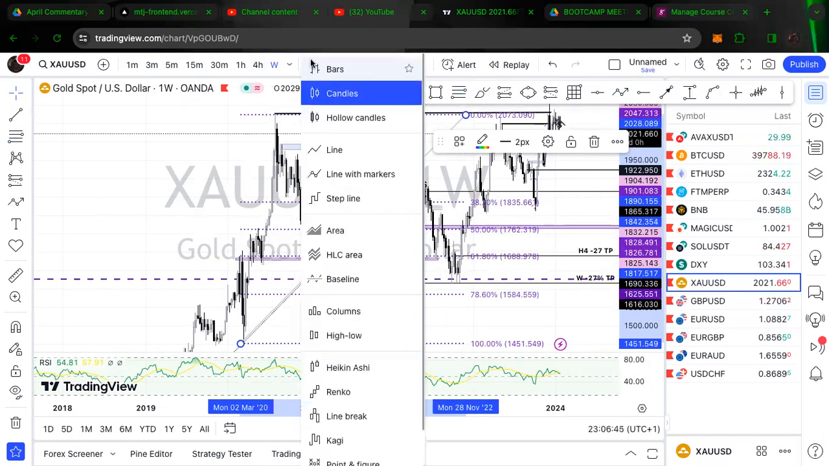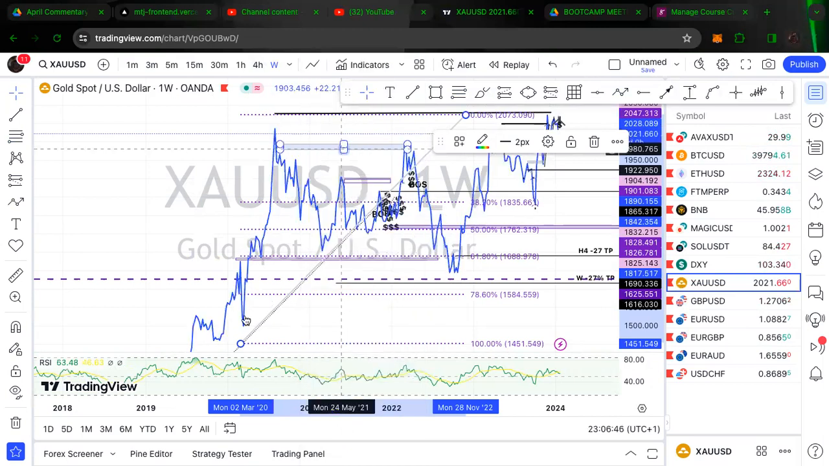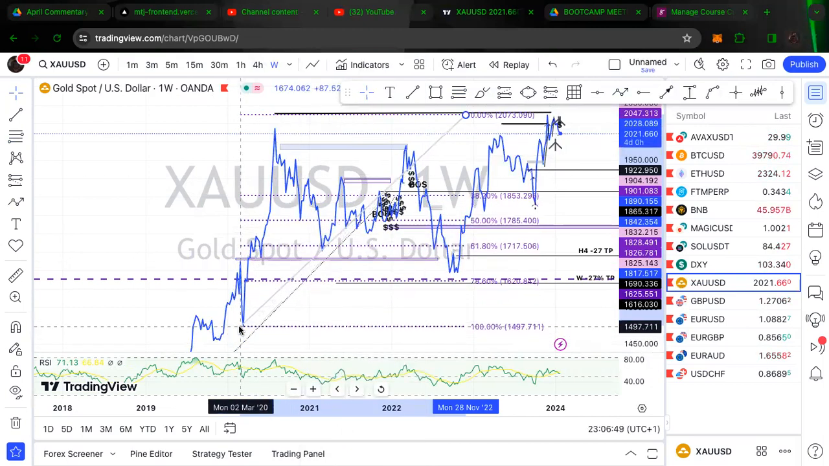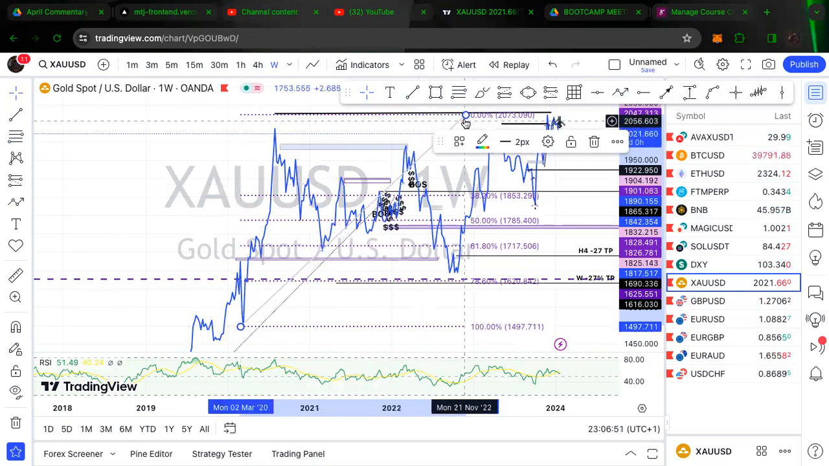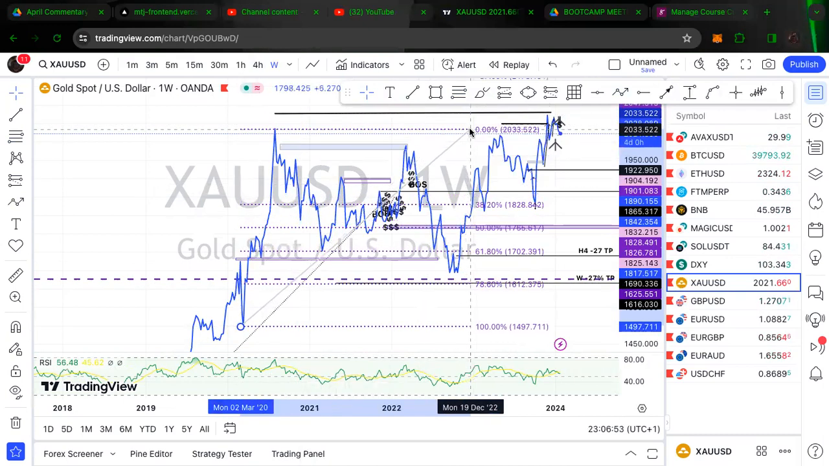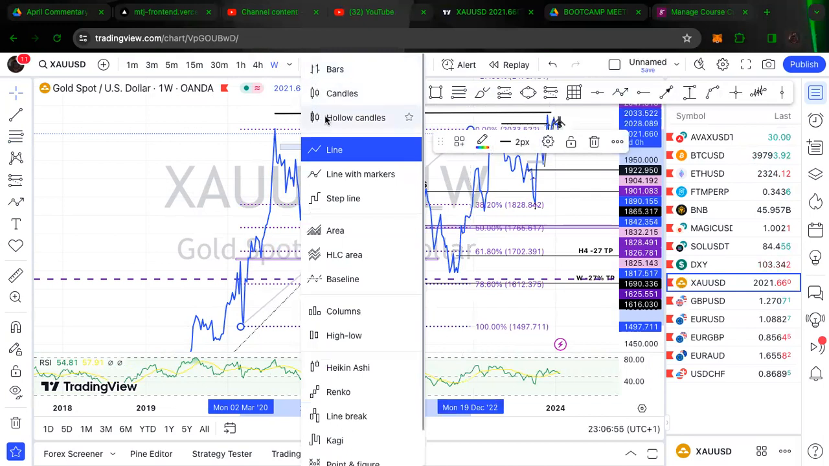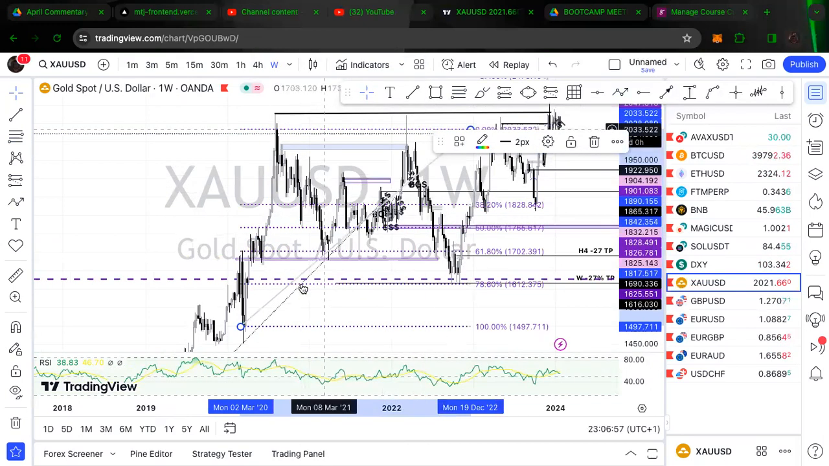So let's change this to line chart and see what we are actually doing. So if we put it here and our 100% here, as you can see, let's go back to candles. You can see that price tapped directly, rejected 3 times on our minus 78.